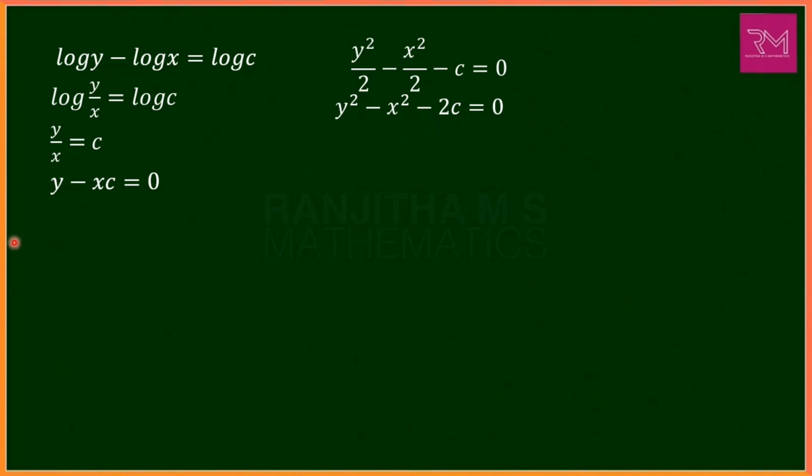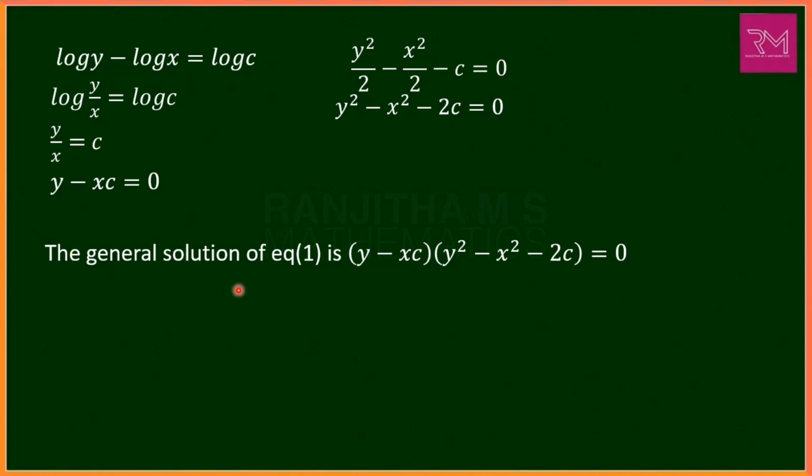So, after obtaining these two values, the final step: the general solution for equation 1 is given by y minus xc into y square minus x square minus 2c equal to 0. This is the general solution for equation 1. This is a very easy problem. You have to understand carefully. We shall move on to another problem.